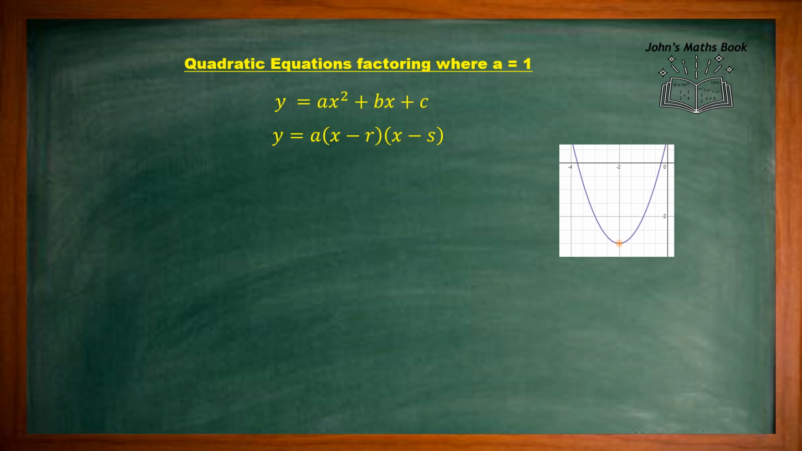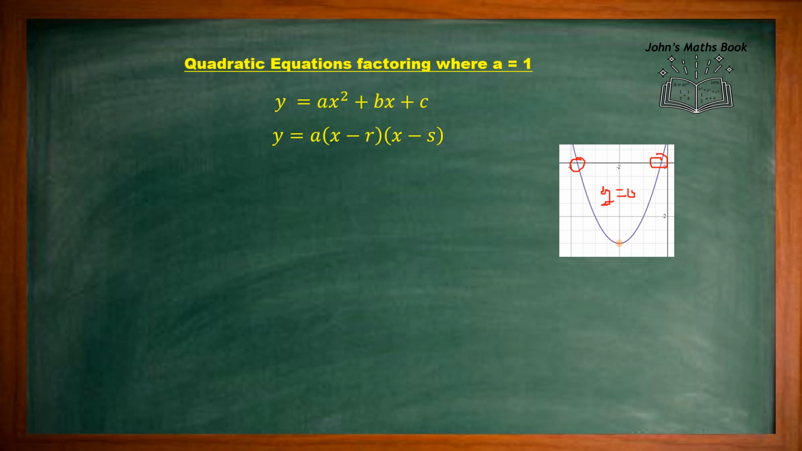Now, if we plot the graph of a quadratic equation for x and y, we find the roots of the equation are where y is equal to 0, at points here and here. So where the graph crosses the x-axis. It's a parabola shape, so it crosses the x-axis twice. So there are two roots to the equation.